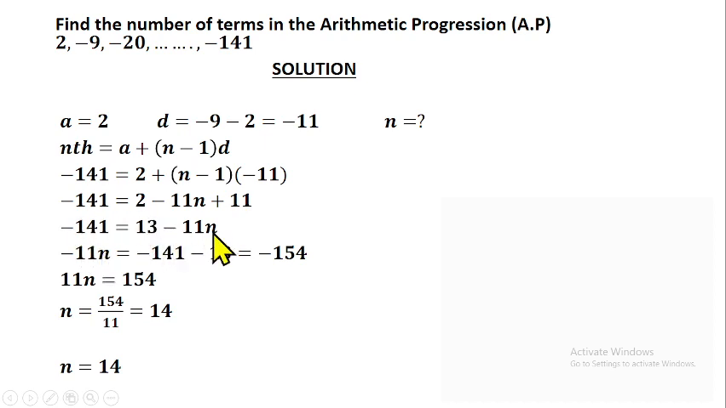Take the like terms, so 13 will go to the other side. That means you have minus 11n equals minus 141 minus 13. Minus 141 minus 13 gives us minus 154. The minus can take care of the minus on both sides, then you divide both sides by 11 to get the value of our n. So n is 154 divided by 11, and that gives us 14. So we have 14 terms between 2 and minus 141.